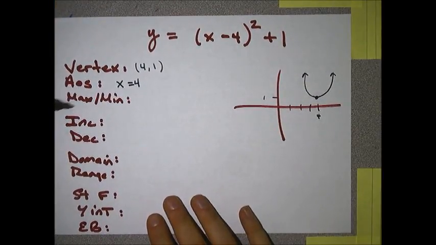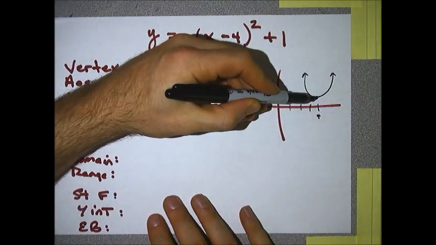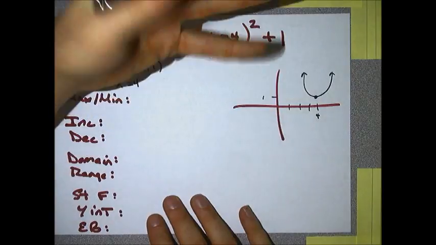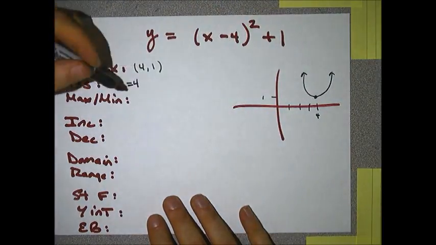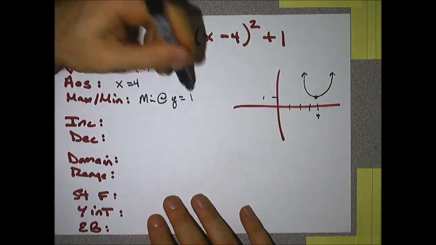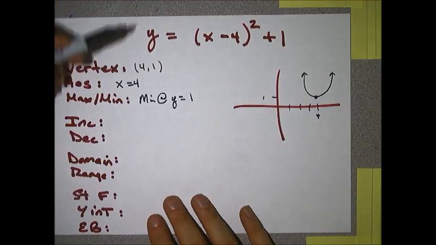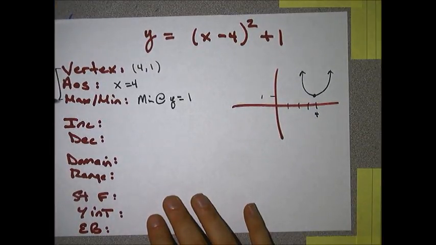As far as a max or a min goes, is my vertex the highest point or the lowest point on this parabola? It is the lowest point. If it was an upside down parabola, it would be the highest point. But since it's the lowest point, we want to say that this is a min, and it's a min at y equals 1. The y value of the vertex is either your max or your min. So these first 3 kind of all go together.